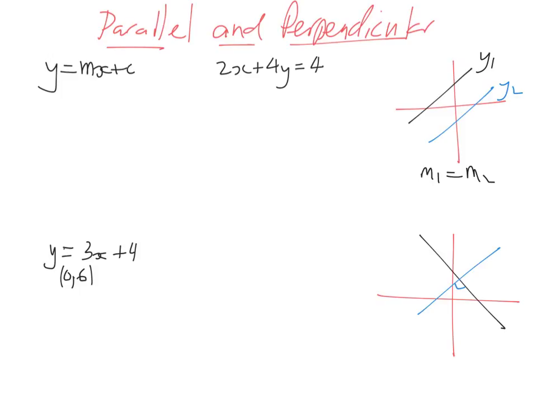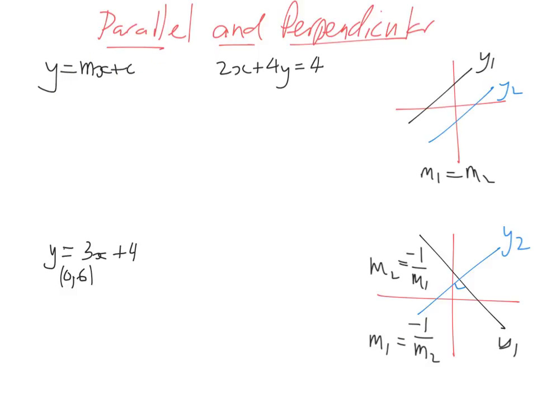Now, if lines are perpendicular, and we've got y1 over here and y2, that means that m1 equals negative 1 over m2, and likewise m2 equals negative 1 over m1. What we call this is the negative reciprocal. So it's the same number, but we put a 1 on top of it and make it negative. Okay, let's see how this works.